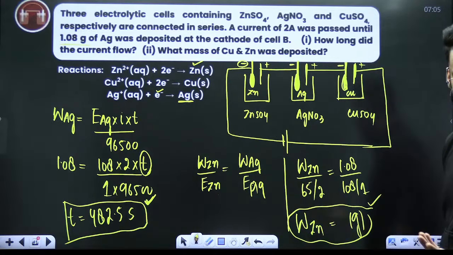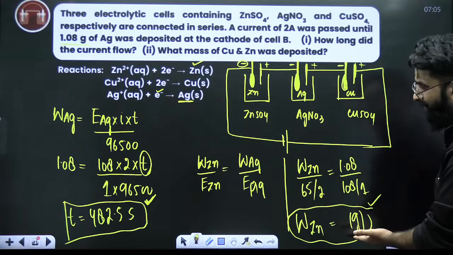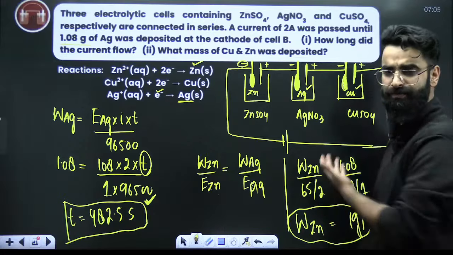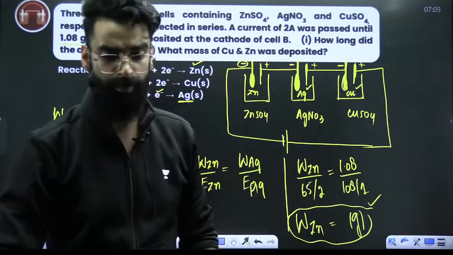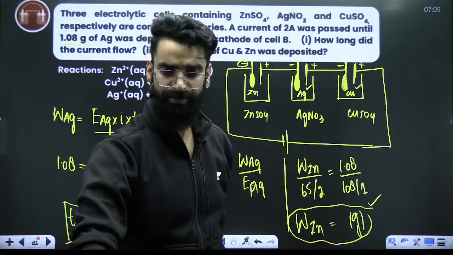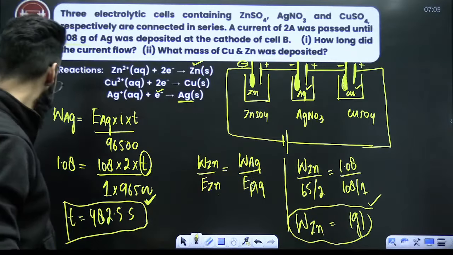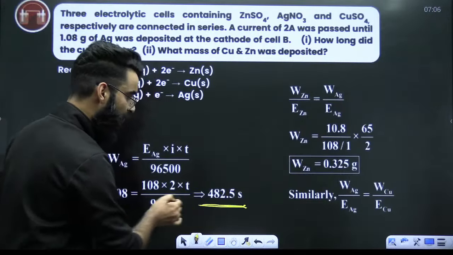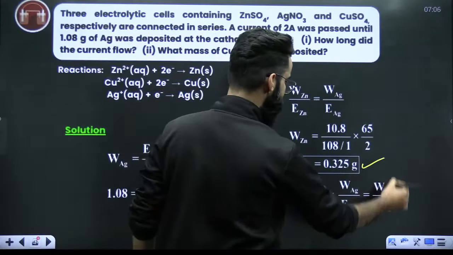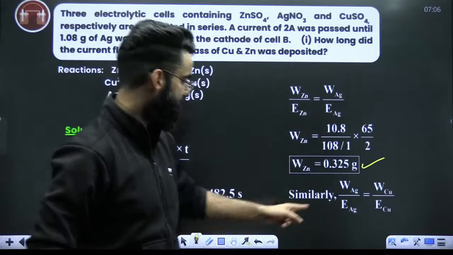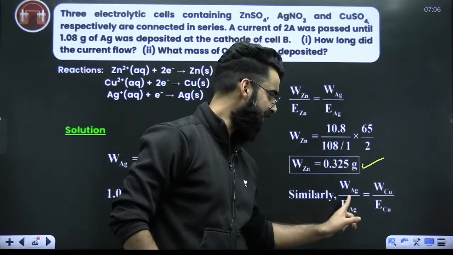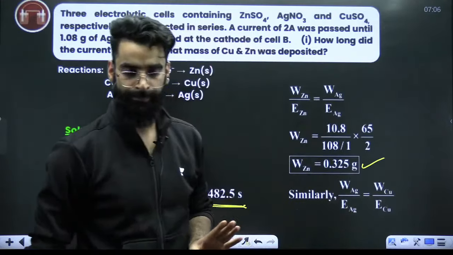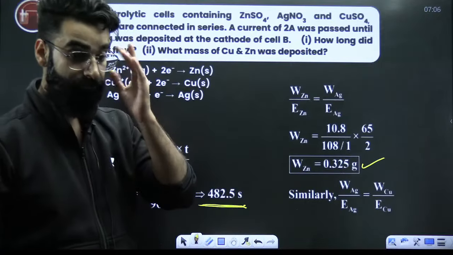Correct? Similarly, once you get the mass of zinc deposited, you can equate gram equivalence of Ag with gram equivalence of copper. From there, you can calculate the mass of copper deposited. Is this question clear now? Is this question clear? So T value is 482.5 seconds. Mass of zinc deposited is 0.325. Mass of copper deposited you can calculate through this particular equation. You have just equated the gram equivalence of Ag deposited with the gram equivalence of copper deposited. That's all. Is this clear to everyone? Is that clear to everyone, people?